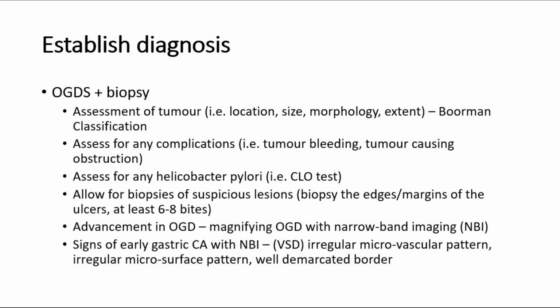Assessment of tumor: assess its location, size, morphology, extent, and classify it using Borrmann classification. Assess for any complications, like tumor bleeding, tumor causing obstruction. Assess for any Helicobacter pylori infection, using CLO test. Allow for biopsies of suspicious lesions, biopsy the edges or margins of the ulcers, at least 6 to 8 bites.